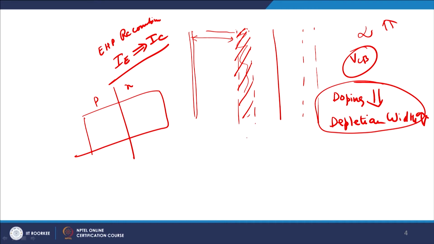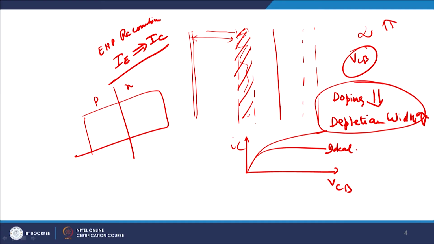So, if you plot collector current versus VCB, ideally I should get something like this, but in reality it will be something like this. So, this is an ideal current source, whereas this is a non ideal current source.